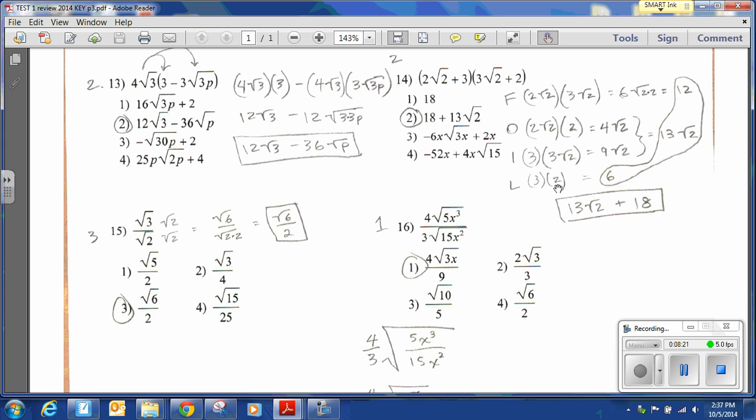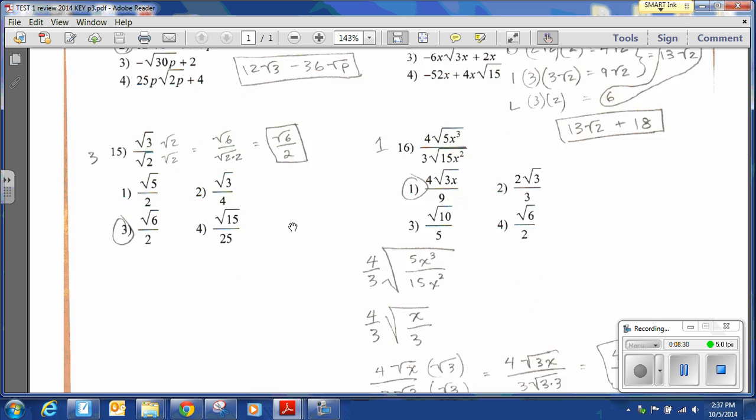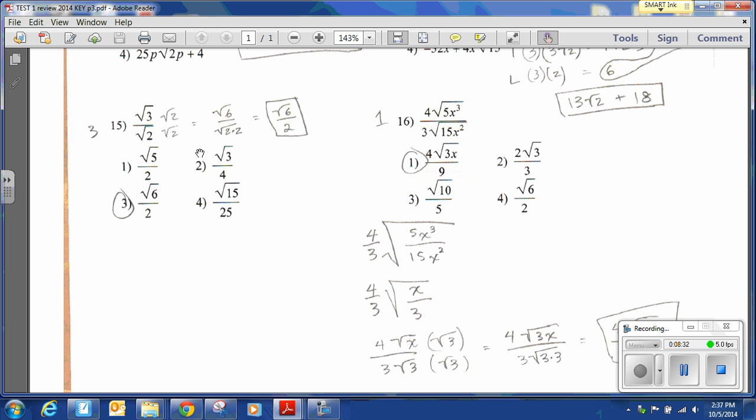The last terms, 3 times 2, that's easy, that's 6. So putting all 3 results together, 12 plus 6 is 18, 13 radical 2. The answer is 2.